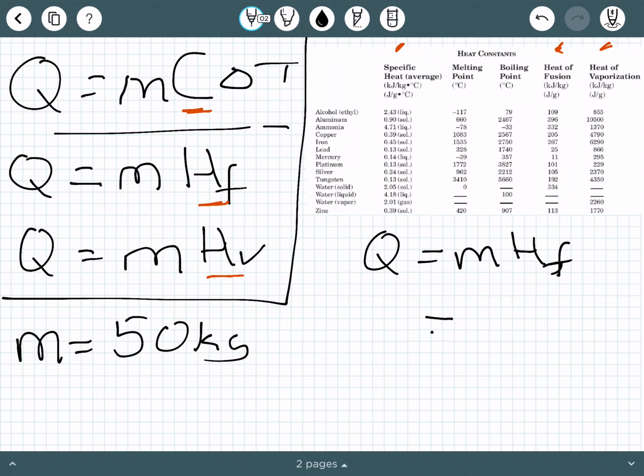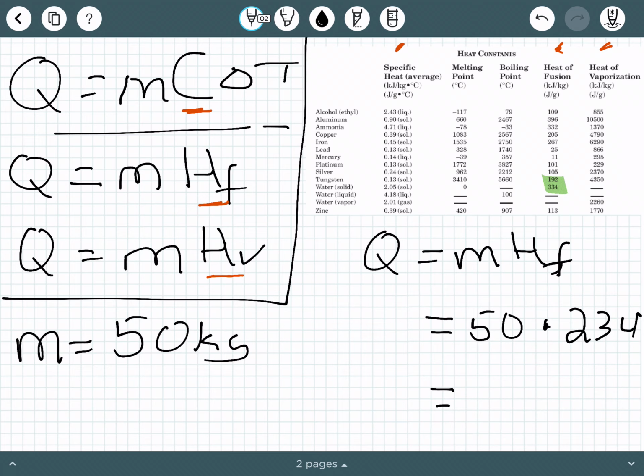My mass is 50, but now I got to get my heat of fusion. Since we're dealing with water, we're going from a solid to a liquid. I need my heat of fusion to be this number here. And that was a really bad one. Let me get rid of that. I need that number to be that number right there, which is 234.